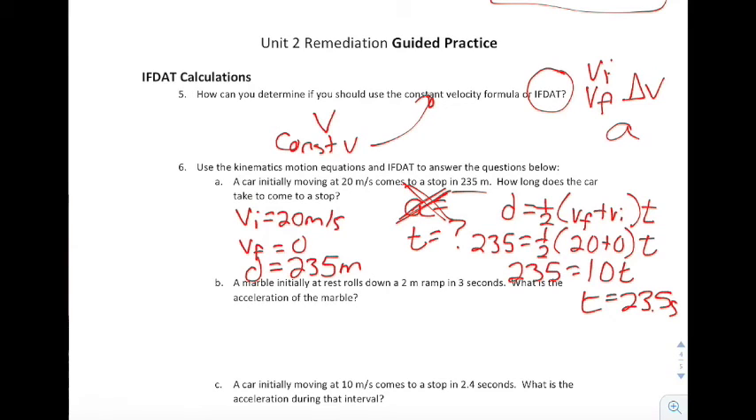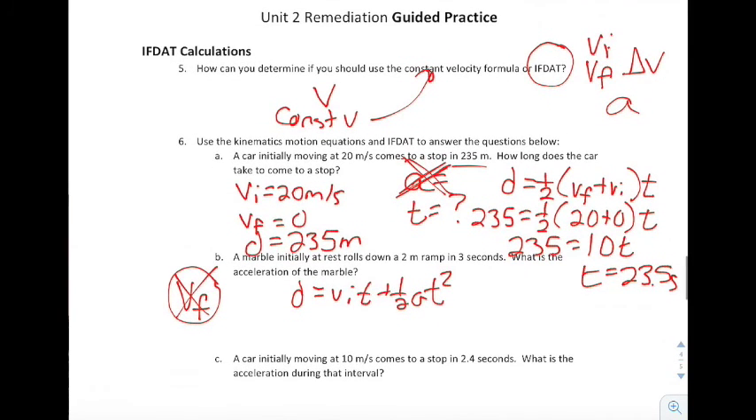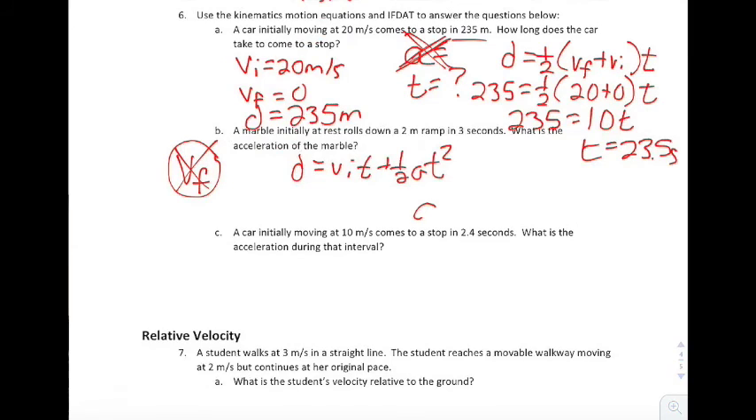Okay, the process is very, very similar in part B. The only difference is in this case, you don't know final velocity. So you would choose your equation based on the fact that you don't know final velocity and you don't really care what final velocity is. If you do this correctly, you should end up getting a value of about 0.44 meters per second squared.